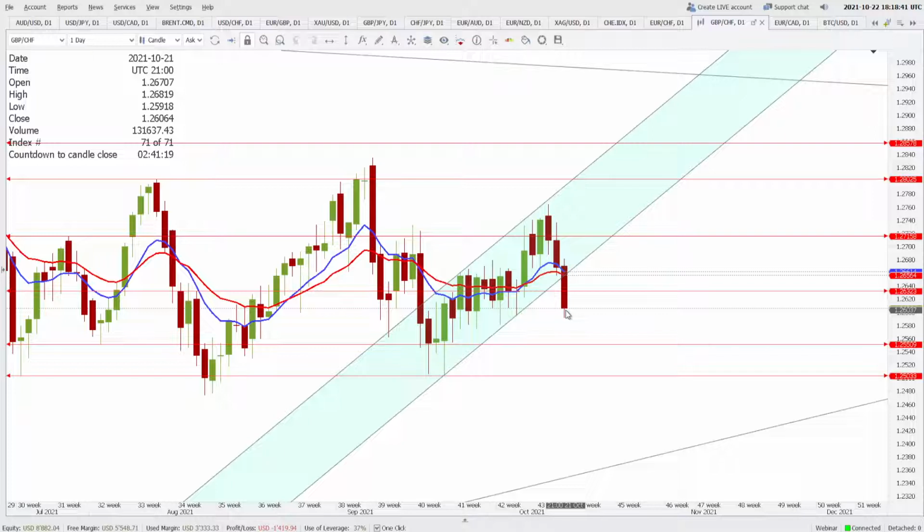Now if it closes below, then 1.2550 will be exposed in this market. Every time price tries to go up, 1.2632 will act as a resistance and 1.2550 will act as a support in this market.